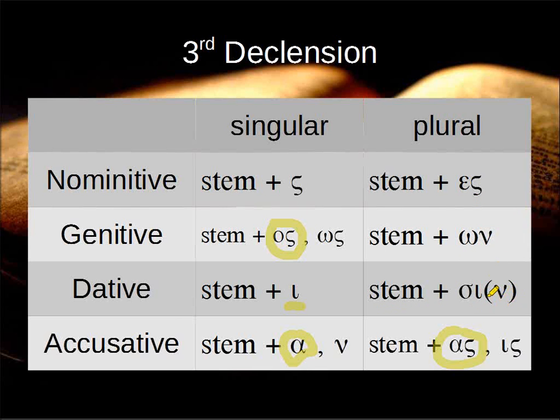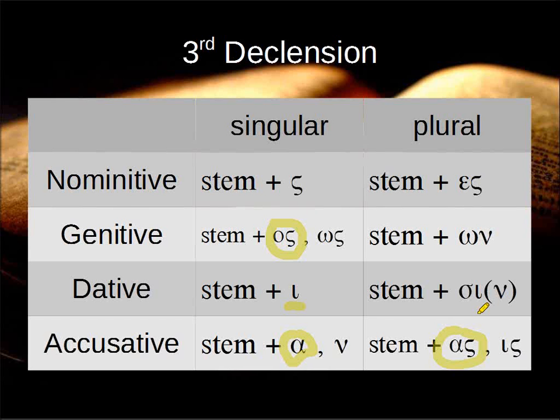Now check this out, you guys. I have here in parentheses a nu. Why did I do that? It's because this nu sometimes is there and sometimes it's not there. It's called a movable nu, all right? The best comparison that we have in English is the indefinite article, okay? So, for example, if I say book, the indefinite article is that A in front of it: a book, a microphone, a laptop computer, a shirt, a t-shirt, okay? So that's the indefinite article.